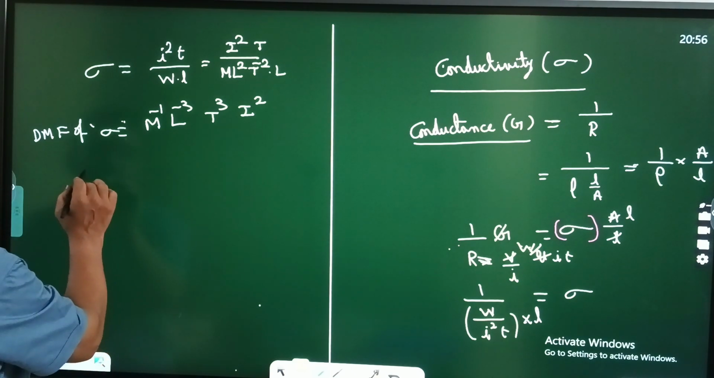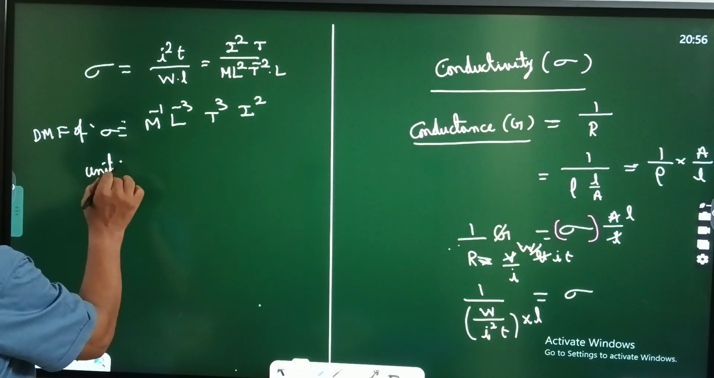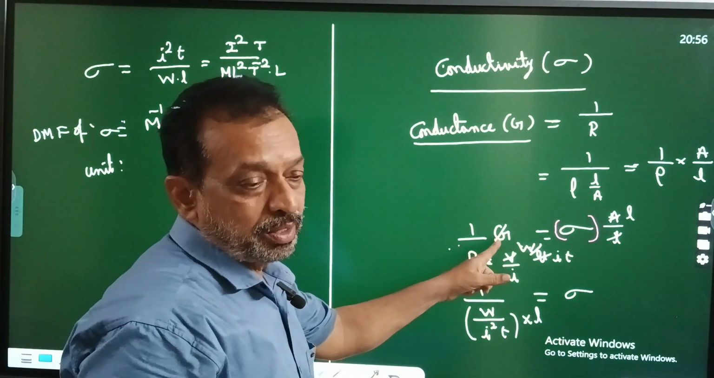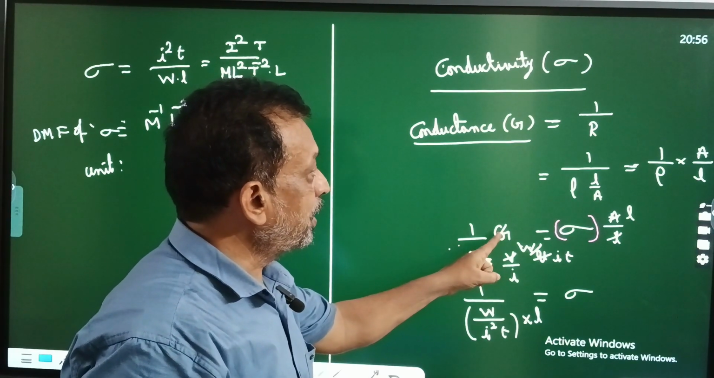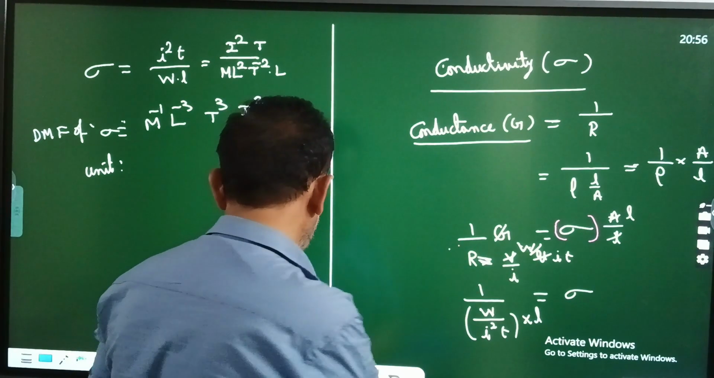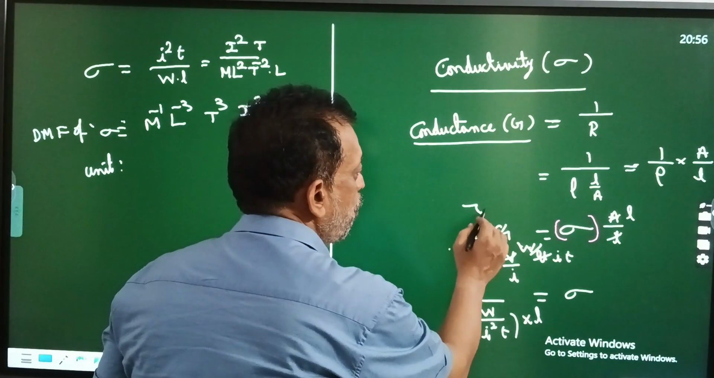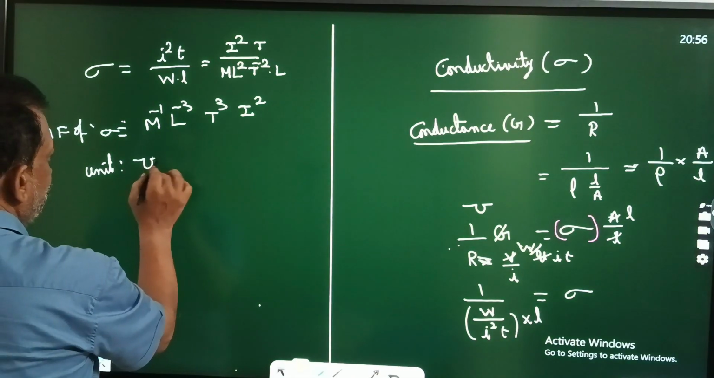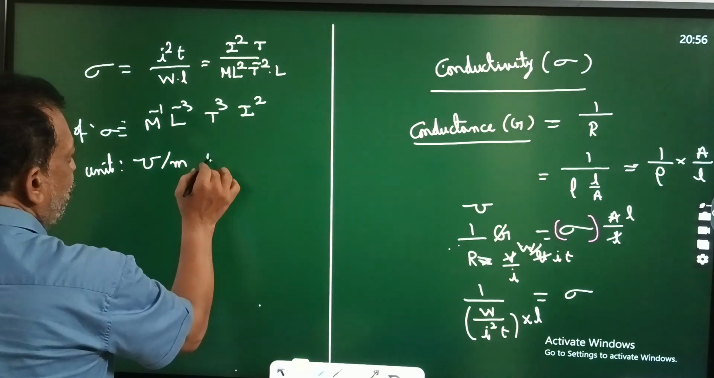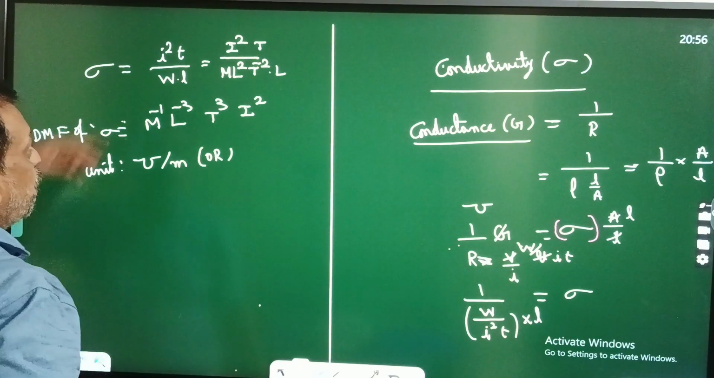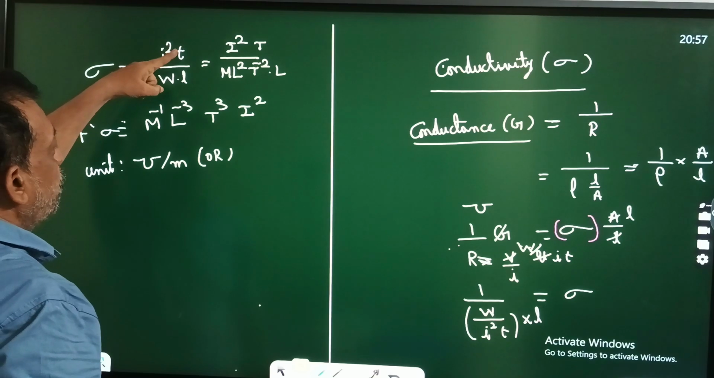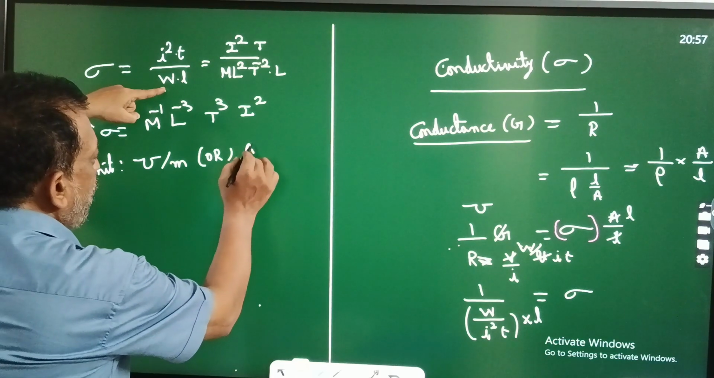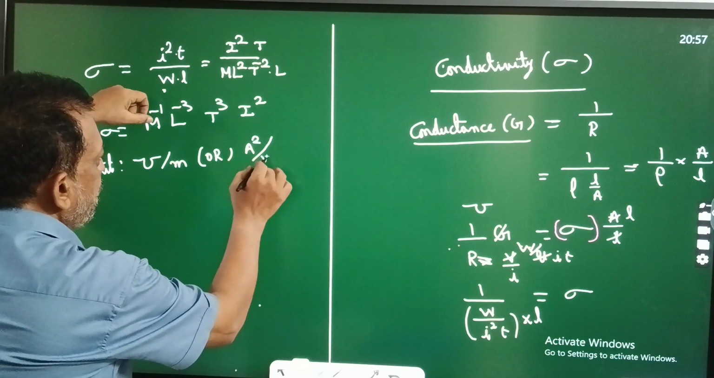Now write the unit. So we know the generally familiar unit. What is the unit of conductance? Mho. Per meter, the denominator will come: mho per meter. All of you know this. Or what is the other unit? Now I will take the time to the denominator. That becomes joule, ampere square per watt meter.